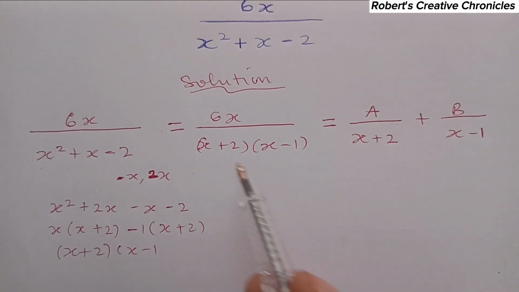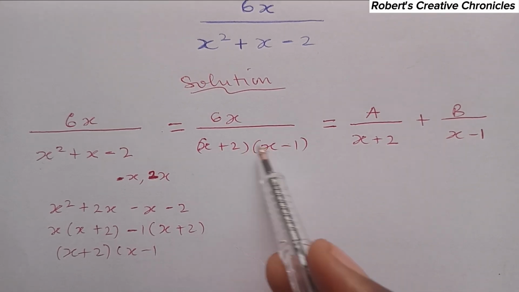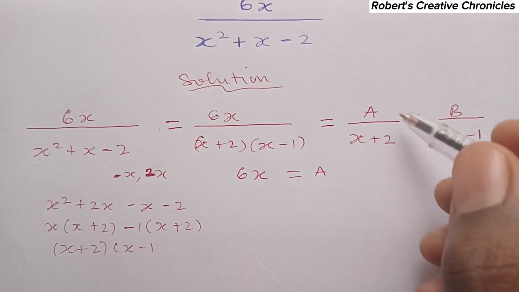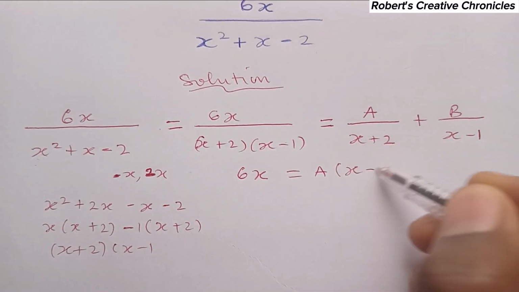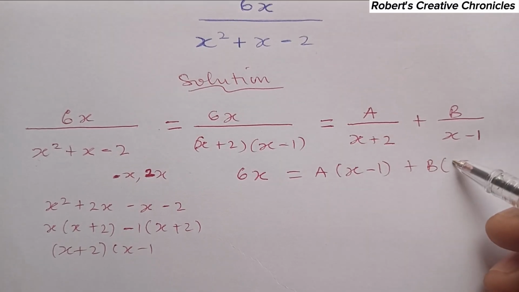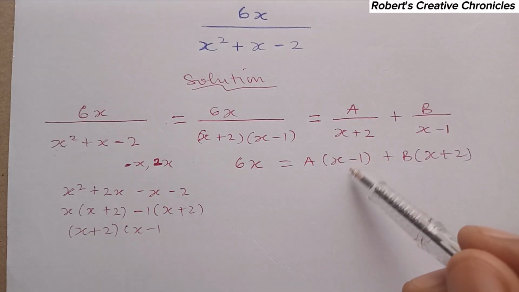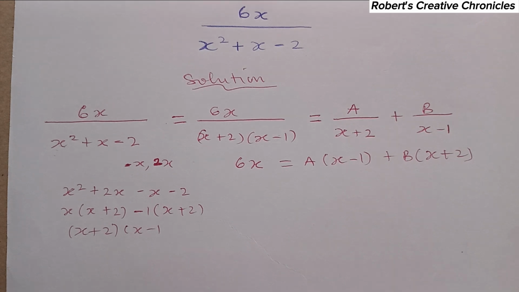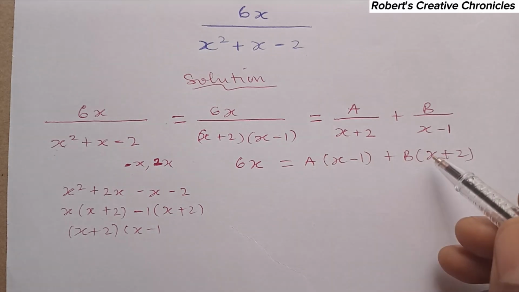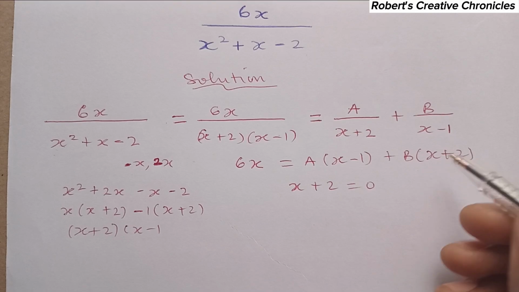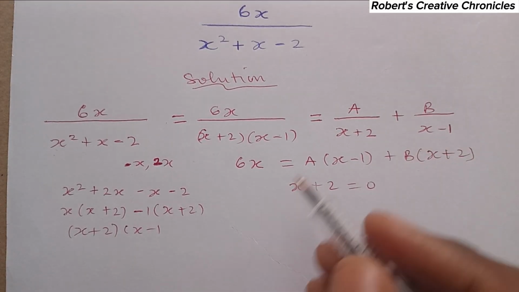So now using the elimination method, we'll clear the fractions by multiplying both sides by the denominator. So if we multiply everything, this becomes 6x equals A times x minus 1 plus B times x plus 2. Now, according to the elimination method, we will eliminate one variable to find the other. So first, let's find A. We'll eliminate B by setting x plus 2 equal to 0.